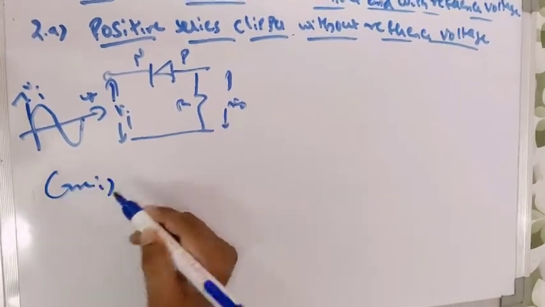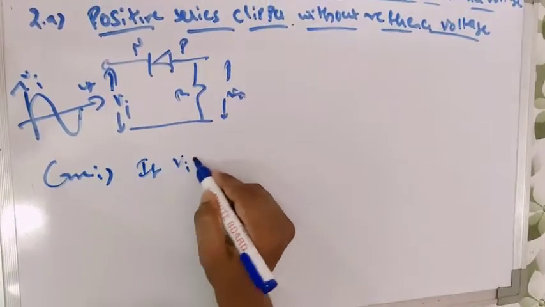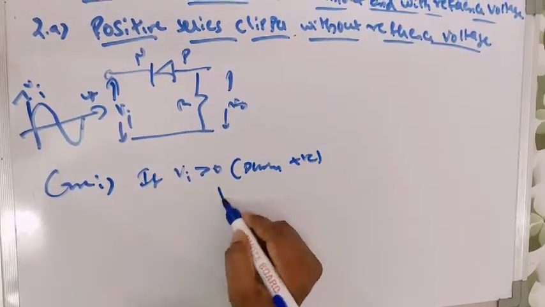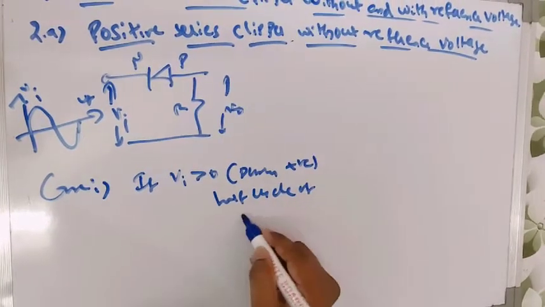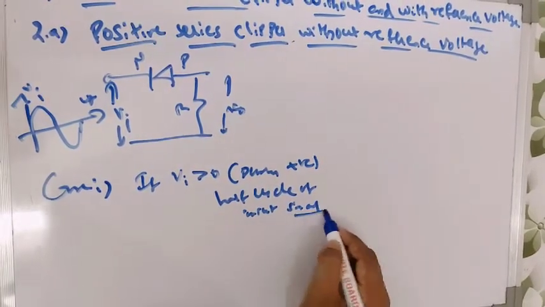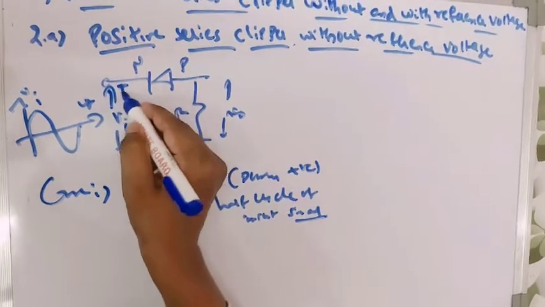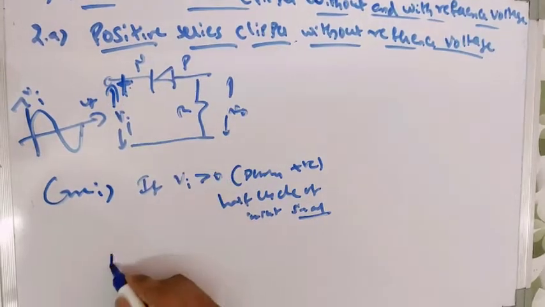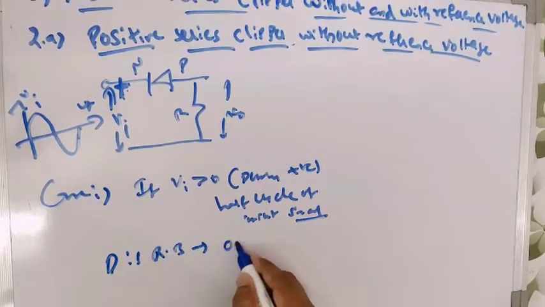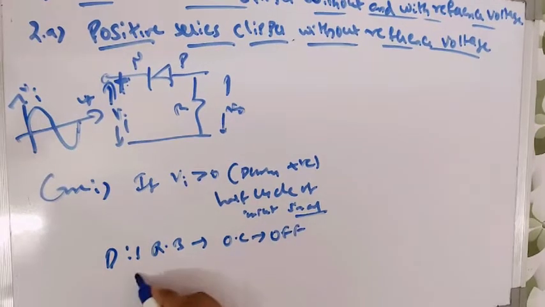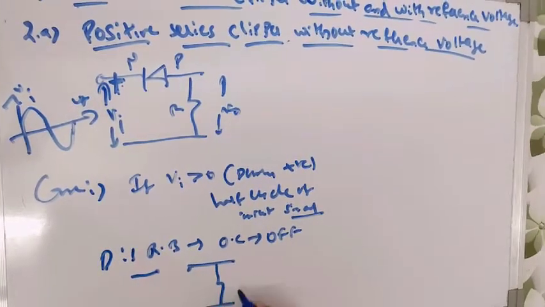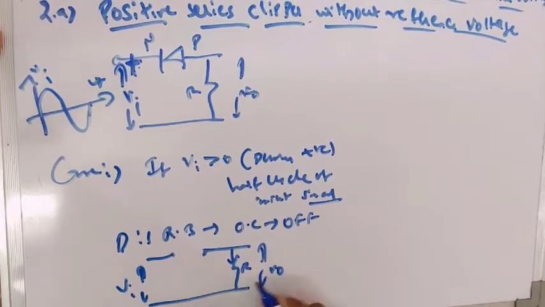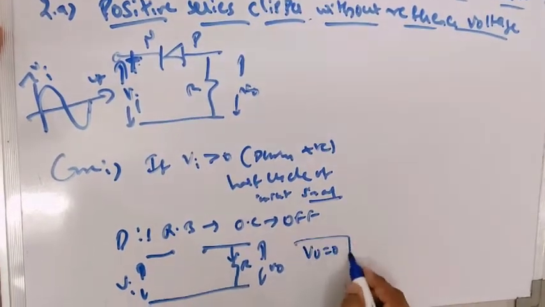So we'll see case 1: if Vi is greater than 0, that is, during the positive half cycle of the input signal. What happens during the positive half cycle? When positive voltage is applied to the N type, the diode is reverse biased, and it is considered as an open circuit, an off switch. When the diode is open circuited, what will be the output voltage? There is no current flowing through the resistor. That means when there is no current flowing through the resistor, the output voltage will be equal to 0.